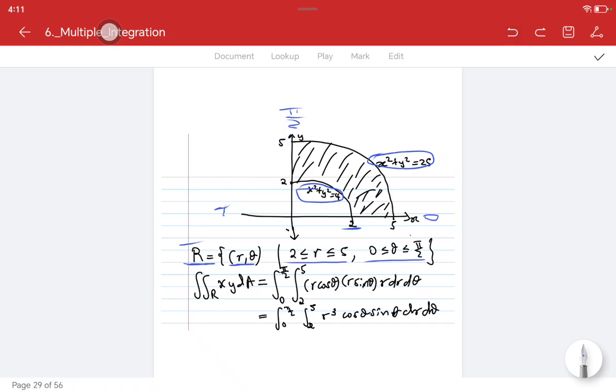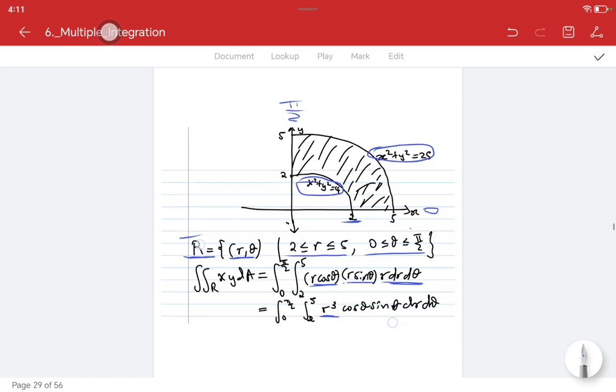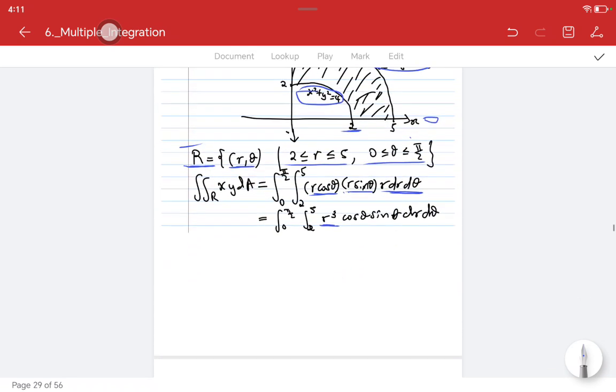So that's what we must keep in mind. So now we come to plug. We know that x will be plugged as r cos theta, y will be plugged as r sin theta. Then we replace dA as r dr d theta. And then when we multiply those r's, we get r to the 3. And always, I said that one of the angles should always be outside.